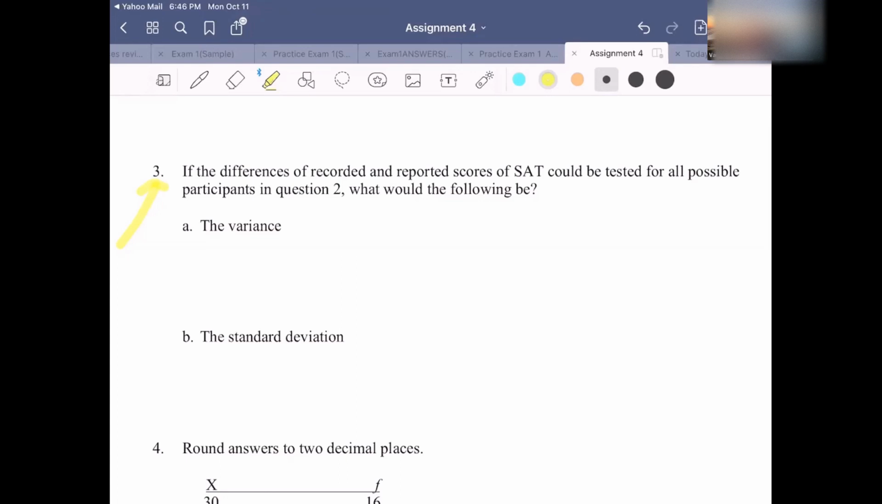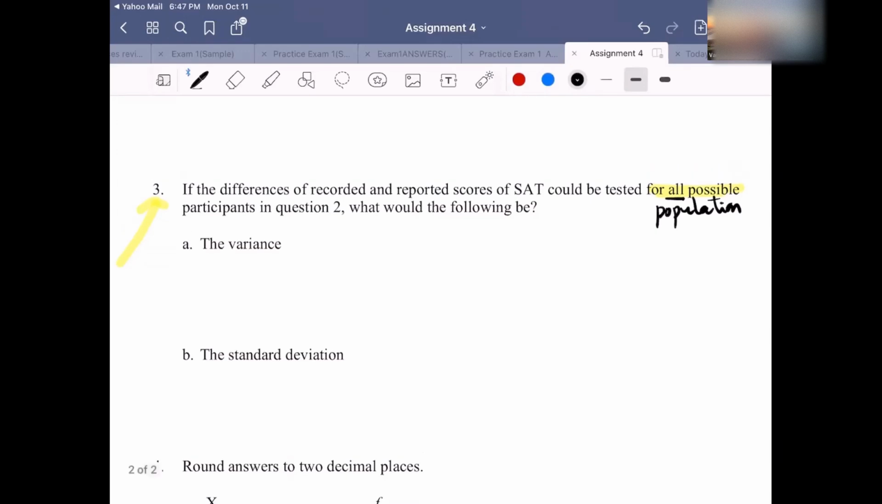So in this case, they are talking about all the possible participants, right? That means that here in number 2, it's about the sample. But if you talk about all the participants here, that means that in this case, they're talking about the population, okay? Population. And the formula that you use for the population is similar to number 2, except for the bottom one, you just have to subtract 1 from the n. So the formula would be, you just have to use the same formula, right? What is the formula, everyone?